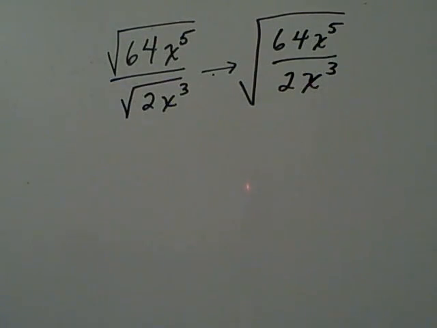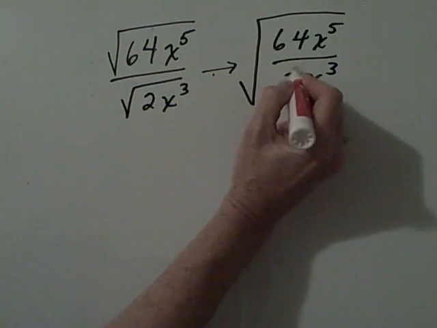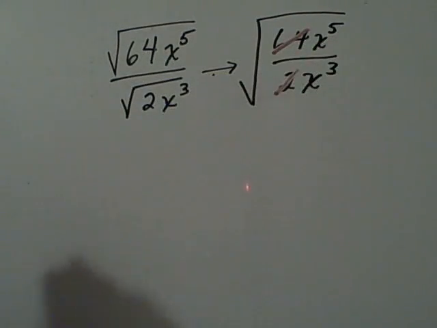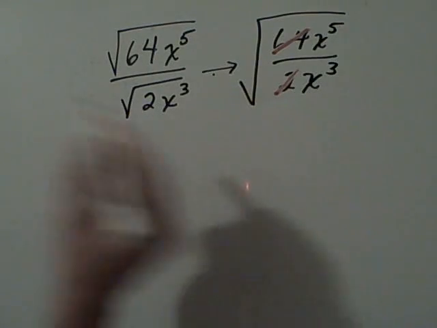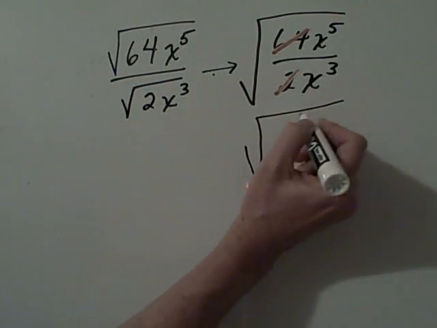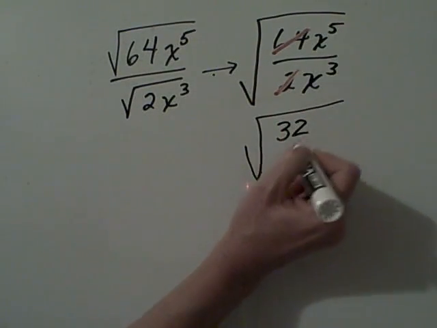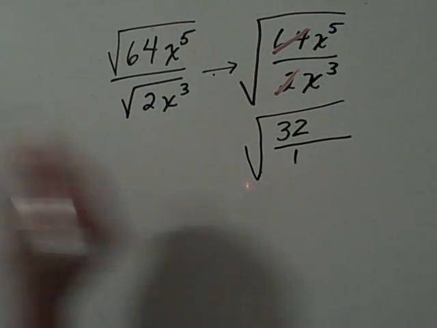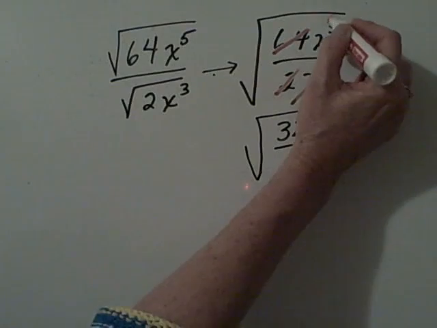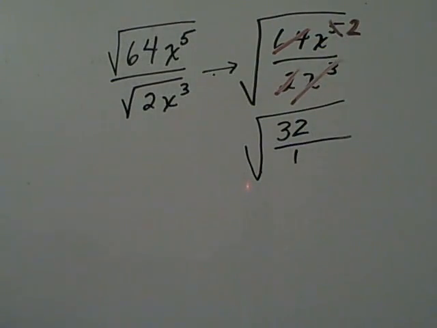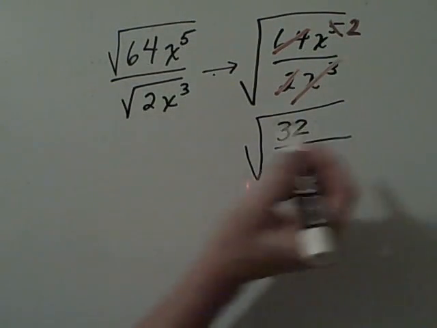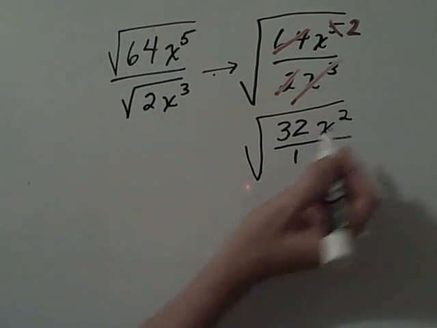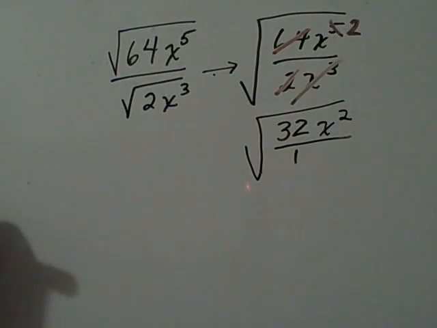Notice we can simplify 64 over 2, because 2 goes into 2 one time, and 2 goes into 64 32 times. That's going to give us a new radical, 32 over 1. And then with the x's, the x to the thirds cancel out, leaving us simply with 2 in the numerator, so we get x squared. Now we can take each part separately.